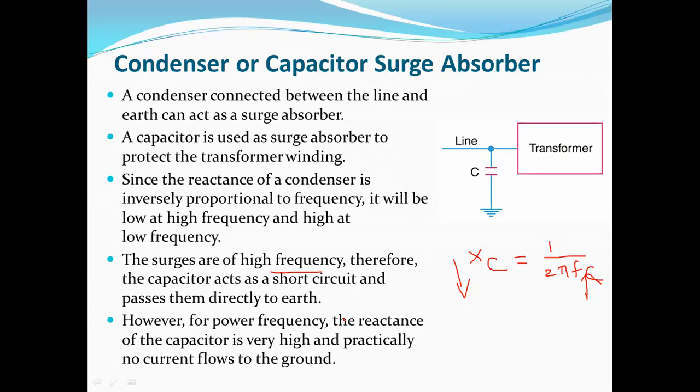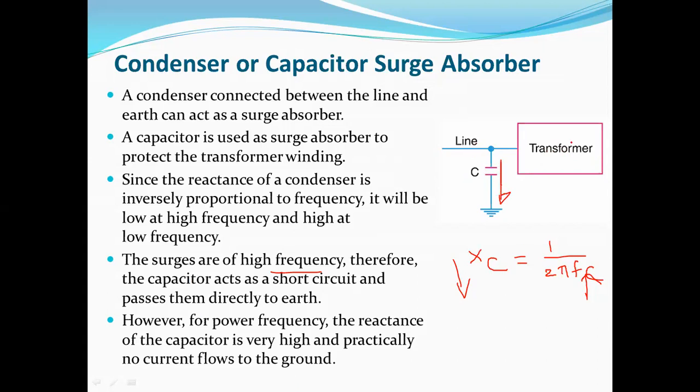So when over voltage occurs, it has very high frequency, and due to that high frequency the capacitive reactance becomes very low, almost zero, and the capacitor acts as a short circuit. Whatever current is flowing through that line connected to the transformer will flow towards the earth only.